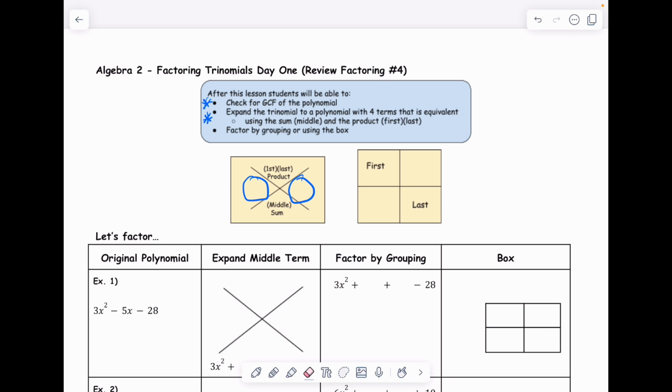Okay, also I want you guys to be able to factor using a box if you would like to, so we're going to go over that as well. So we'll do factor by grouping and factor using the box just to keep going.